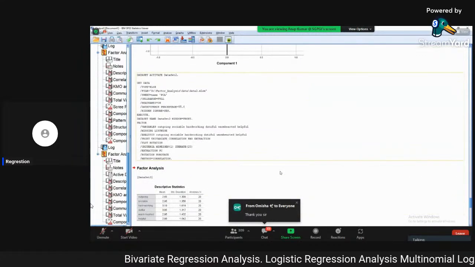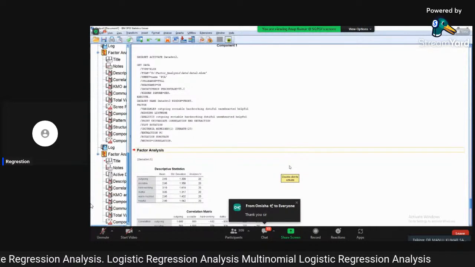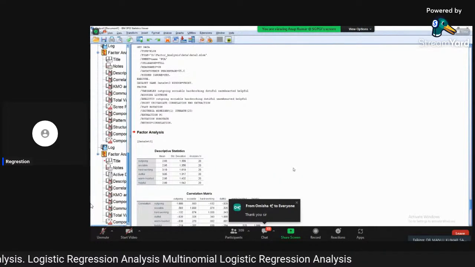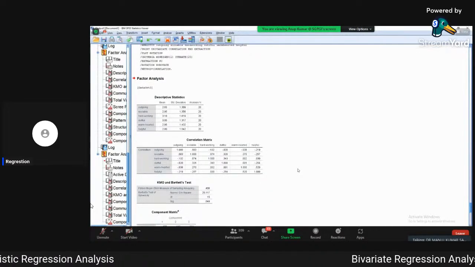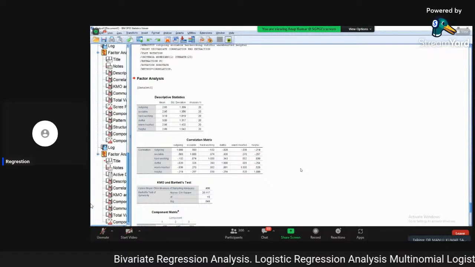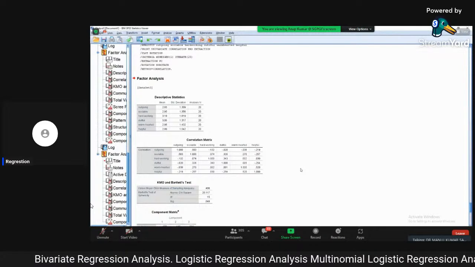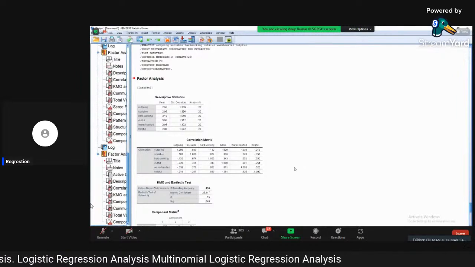Excuse me, sir. While importing data in SPSS for factor analysis, can you once again tell us the important steps, how we should proceed? Because I saw you clicked many things in the analysis part, and it is a little confusing. So can you tell the important steps which are compulsory to be clicked?